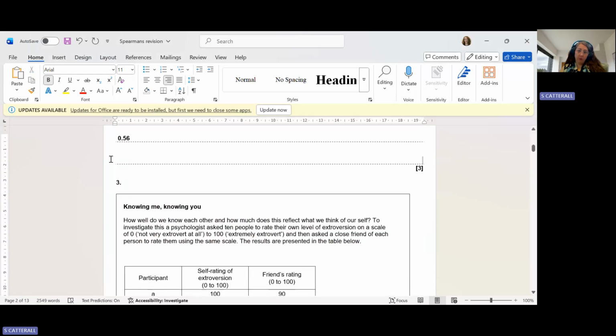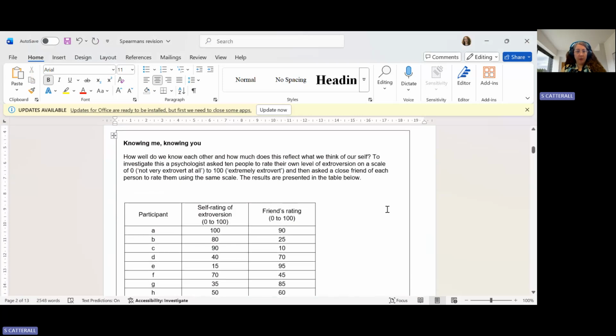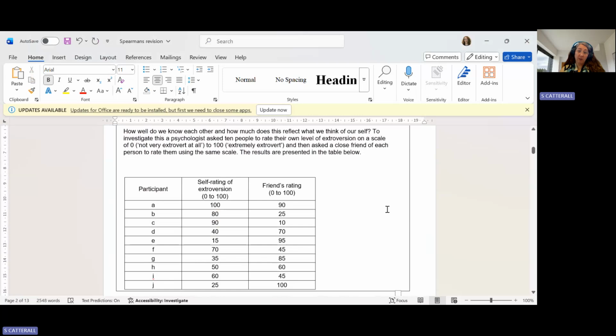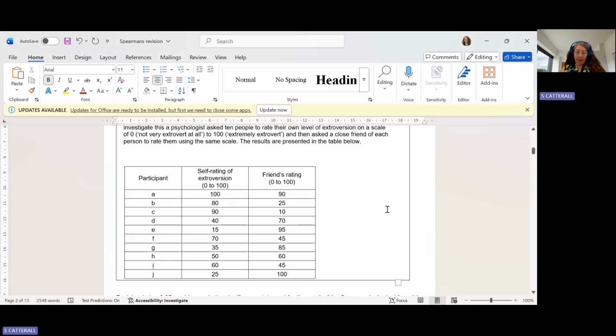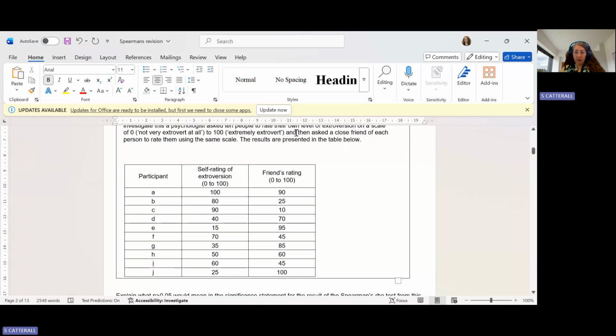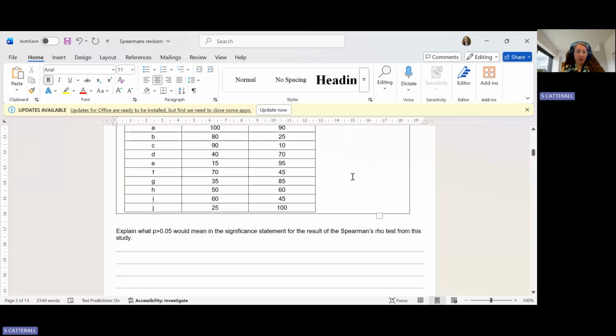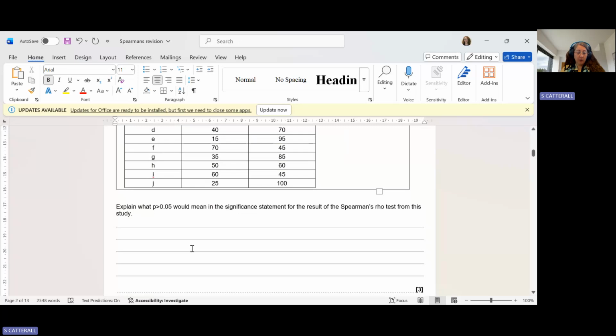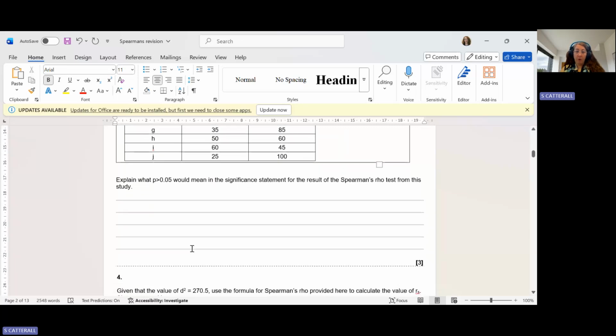And then let's have a go at another scenario. Knowing me, knowing you: how well do we know each other, and how much does this reflect what we think of ourselves? To investigate this, a psychologist asked 10 people again to rate their own extroversion level on a scale, so we've got ordinal data again, and then asked a close friend to rate them on a scale. It says, explain what p greater than 0.05 would mean in the significance statement for the results from the study.